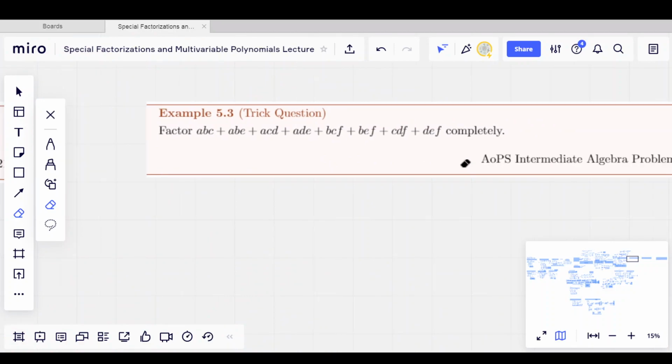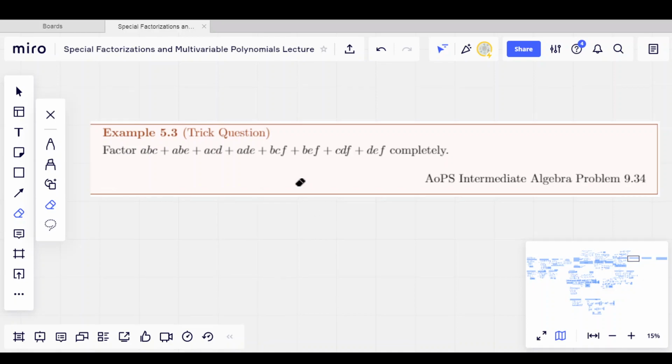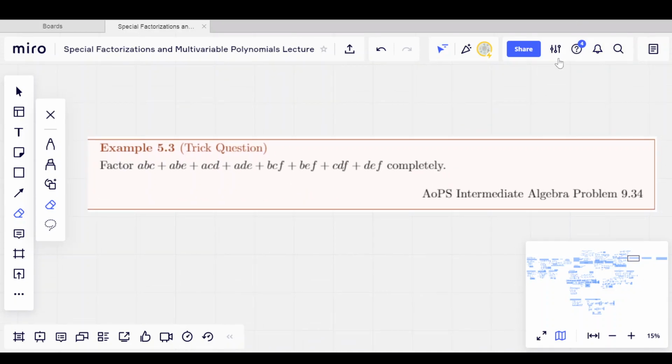So this is a trick question. Try to just think about it. It's not very hard. There's not really a strategy for this one. Okay. Since this is a trick question, I'll just cover it really quickly.